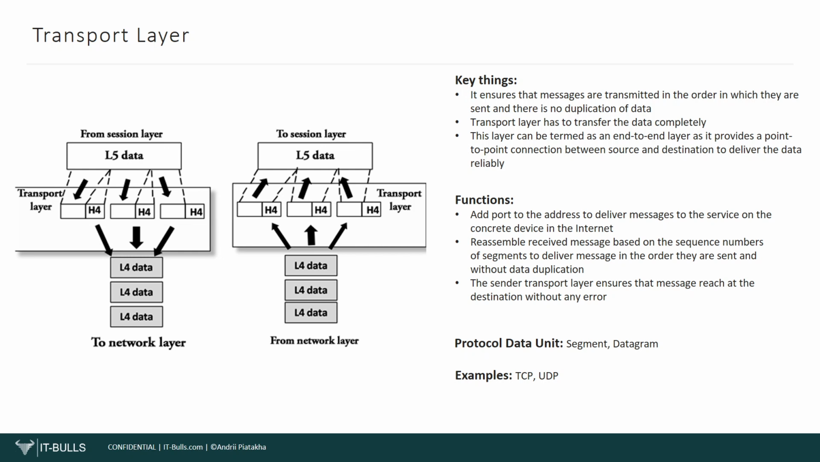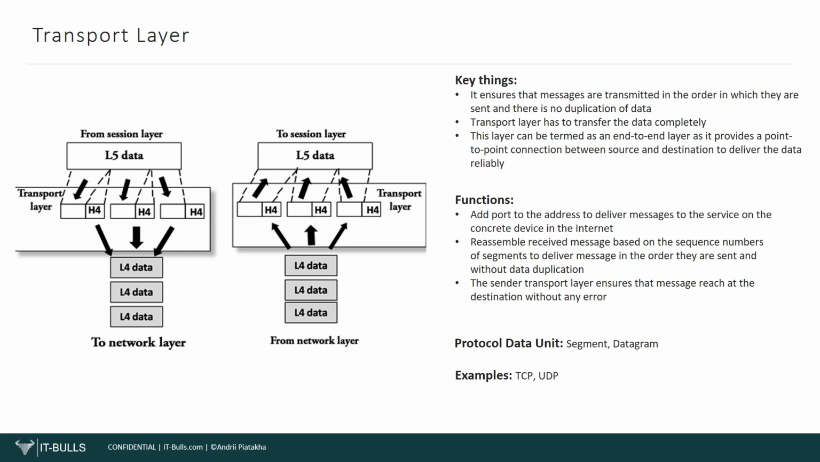When the transport layer receives the message from the previous layer, it divides the message into multiple segments, and each segment is assigned with a sequence number that uniquely identifies each segment. When the message has arrived at the destination, then the transport layer reassembles the message based on their sequence numbers. Following this rule, we can be sure that messages are transmitted in the order in which they were sent. The sender transport layer ensures that message reaches the destination without any error.